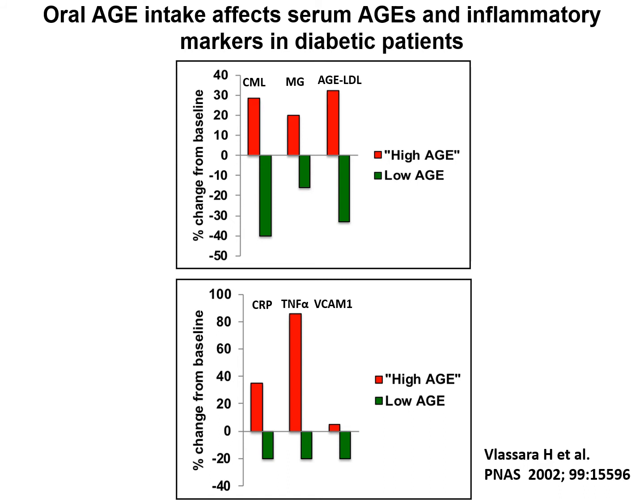If you now pay attention to the lower panel, you will realize that a low AGE diet not only decreases circulating AGE levels, but also decreases circulating levels of markers of inflammation such as CRP, TNF-alpha, and endothelial dysfunction such as VCAM1. The fact that the high AGE diet did exactly the opposite strengthened the findings even more.